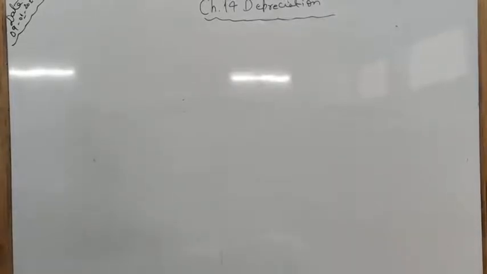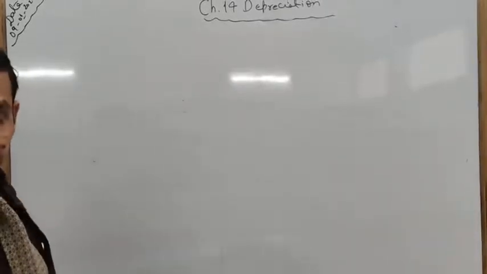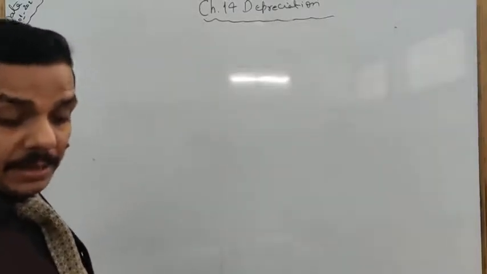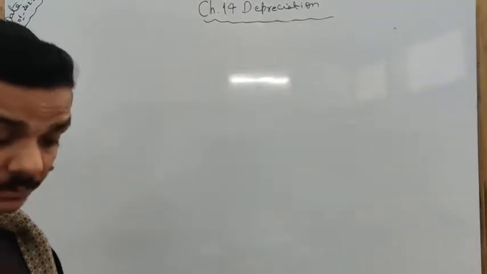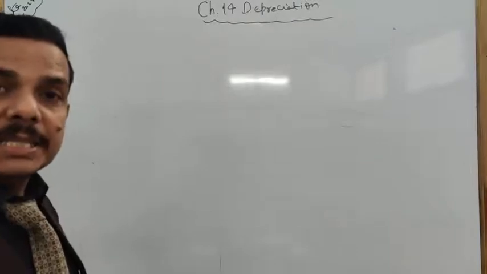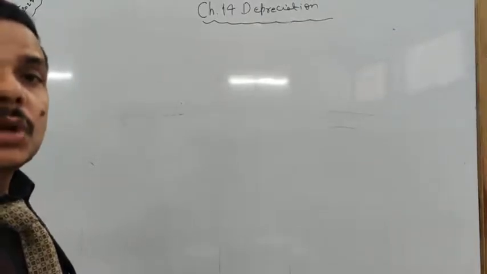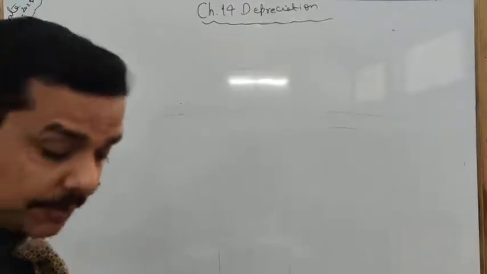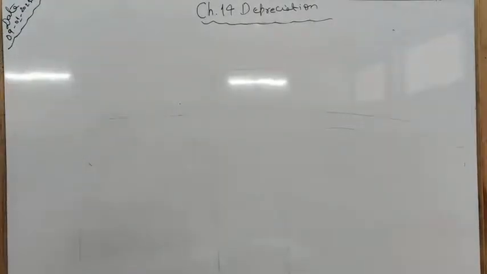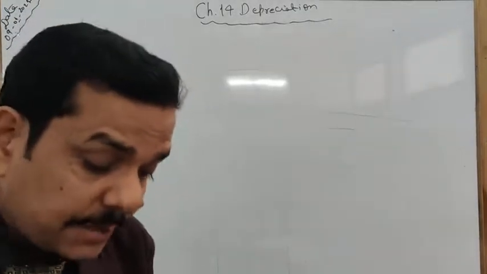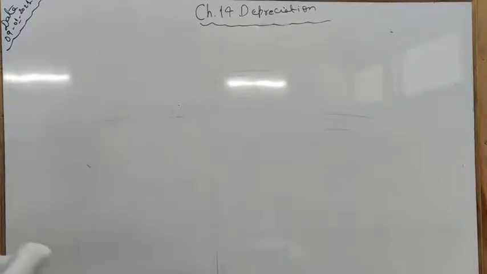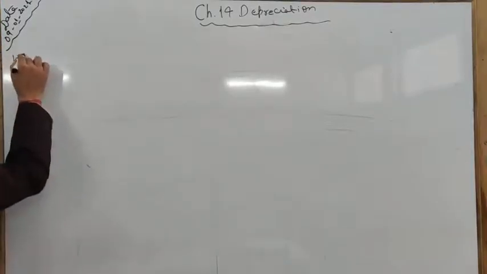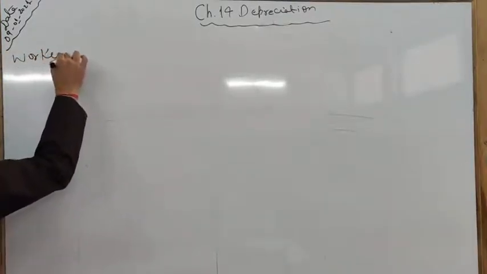Yeah, dear student, we continue with our chapter 14 depreciation, and today we will solve a numerical in which more than one machinery is purchased and one machinery is sold. So how to deal with these type of numerical? Clear? So first we are going to make working notes, because working notes play a very important role.